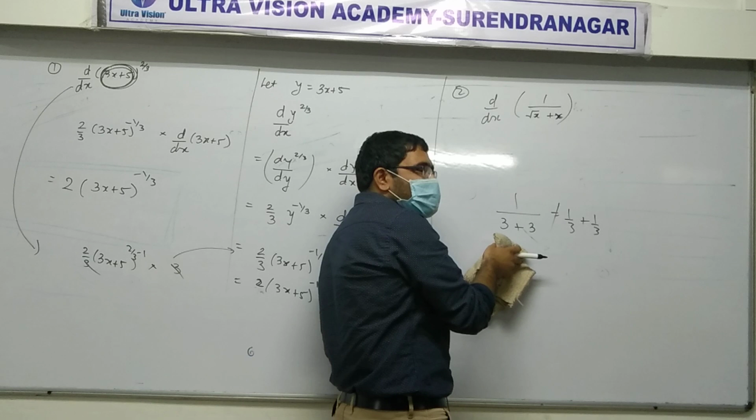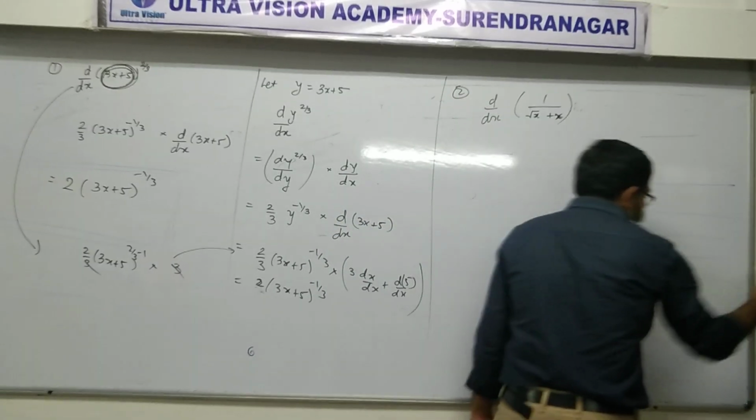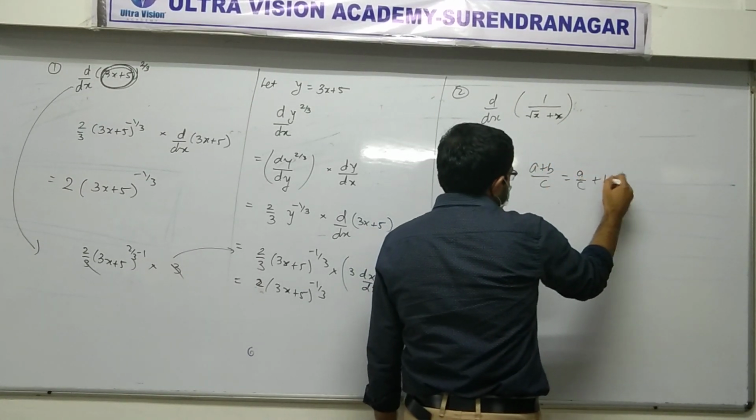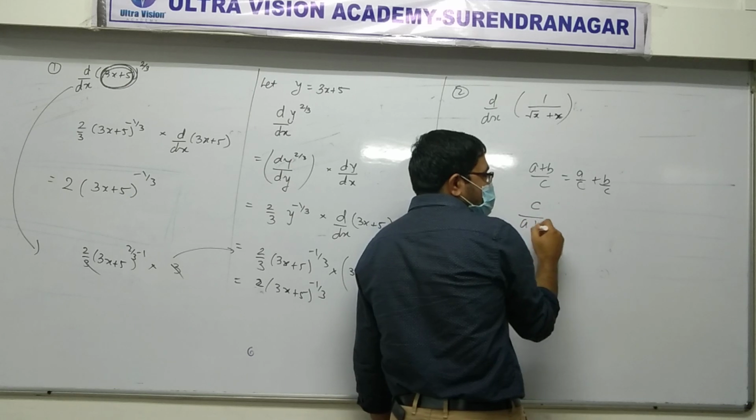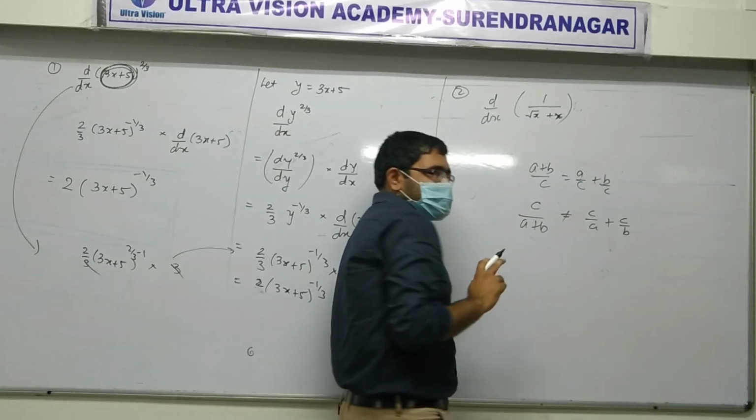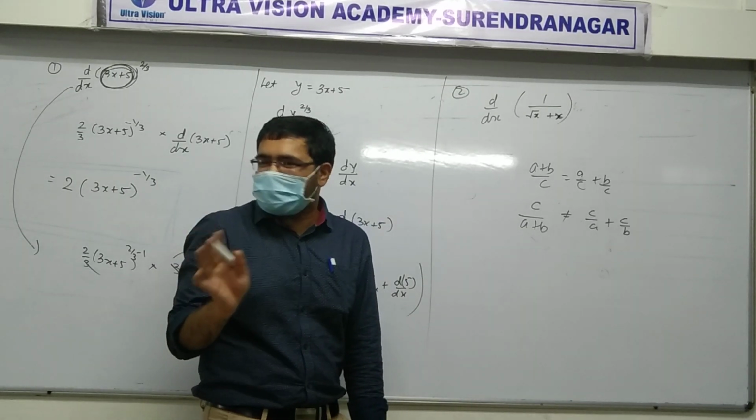You cannot split the denominator. You can only split the numerator. Basically, if it would be something like a plus b upon c, then you can write that as a by c plus b by c. But if it is c upon a plus b, you cannot write it as c upon a plus c upon b. Alright? This is a lesson not just for her, it's for everyone. Please be careful with it.